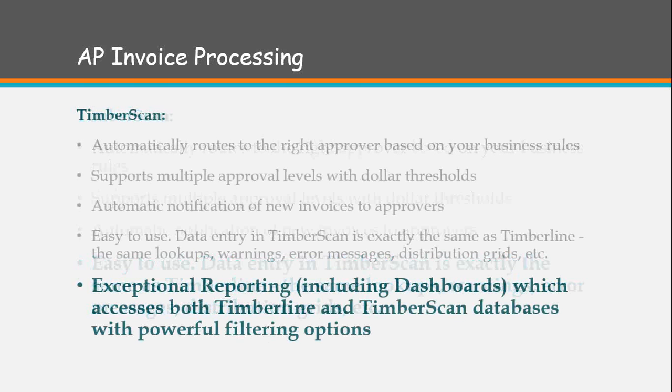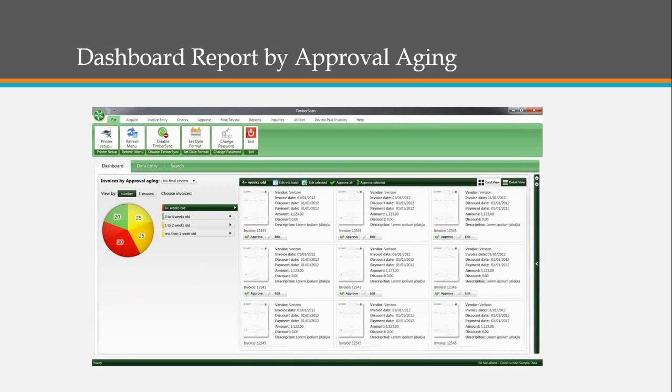We have a number of reports which I'll touch on throughout the application, and those reports allow you to pull information from both Sage 300 or Timberline and TimberScan and meld that information together. So as you're looking at information, you're able to see both sides, what's been posted in Timberline, for example, and what's currently in the routing and approval process in TimberScan. We also have dashboard capability, which I'll spend a couple minutes showing you a couple of examples of how you can utilize the dashboards.